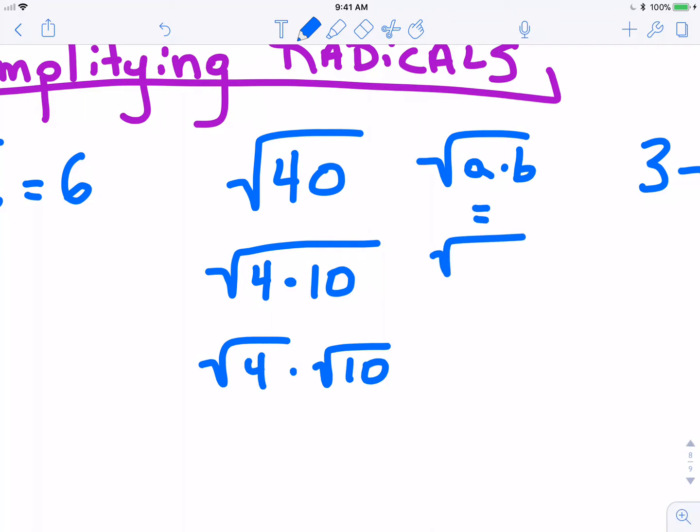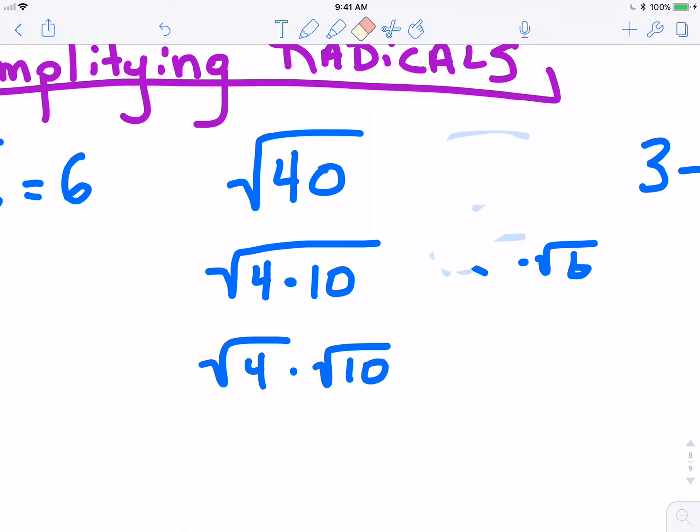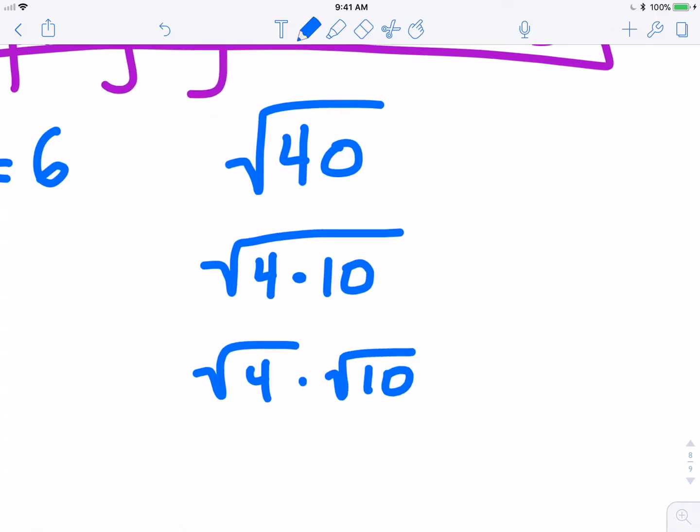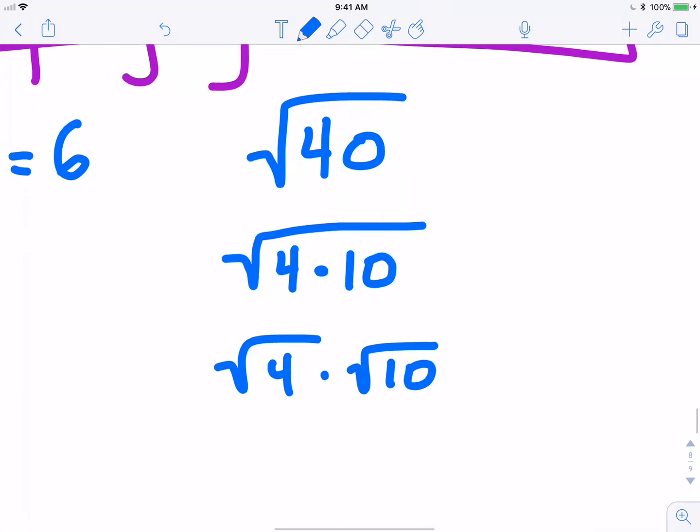Imagine an equal sign between them. I'm running out of room here. Okay, multiplication property of radicals: radical A times radical B is equivalent to radical A times B, all underneath one radical. We could use that in either direction. In the next problem in a second, we're going to use it kind of going the other way.